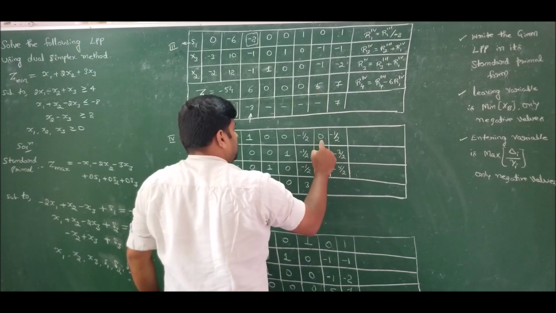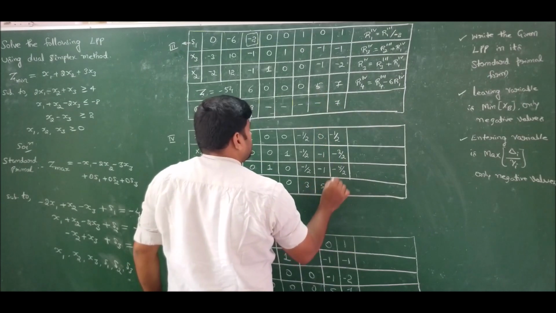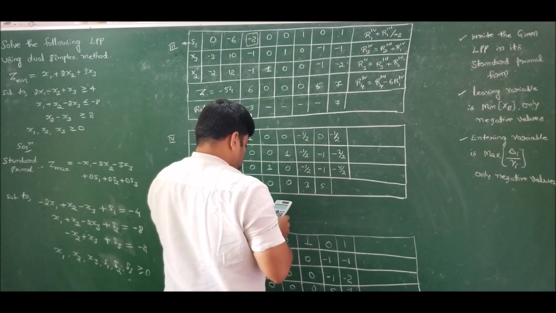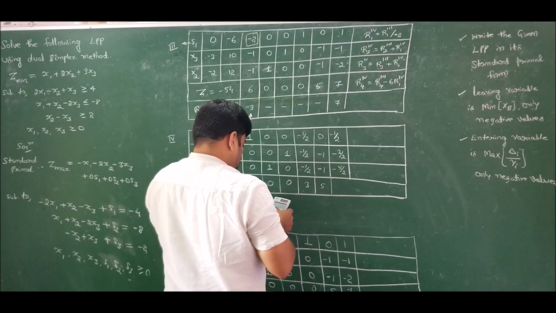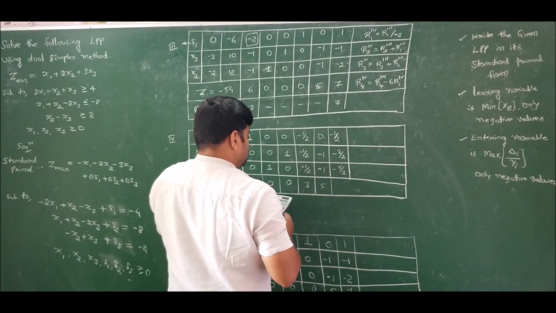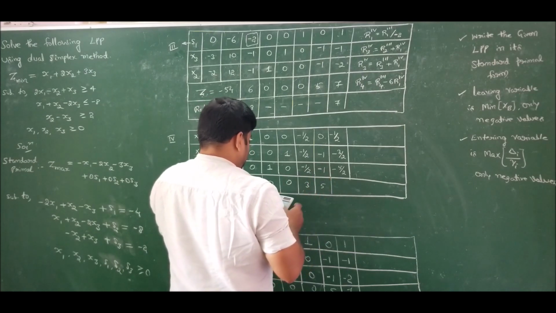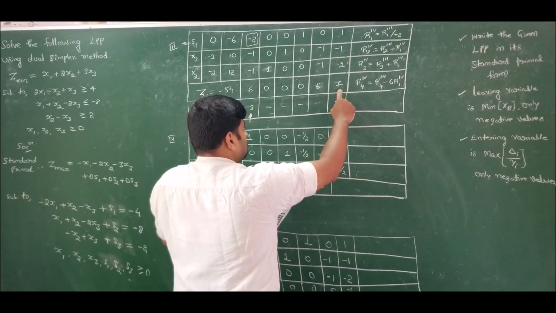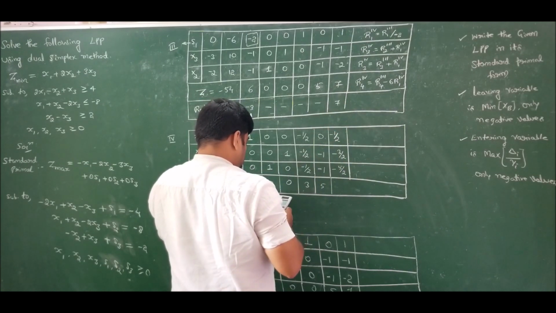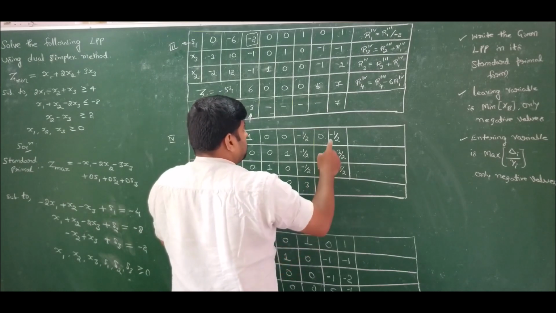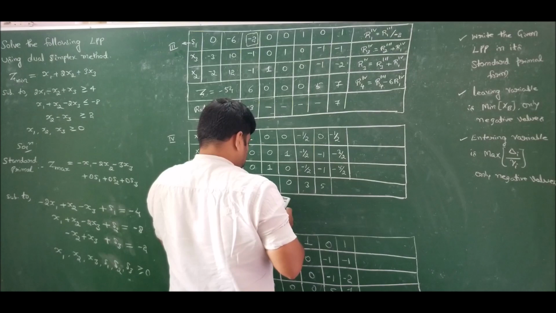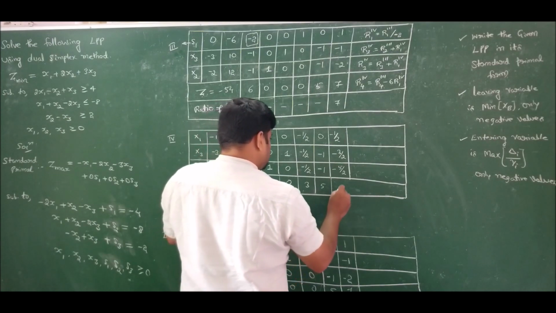Here we have 5, here we have 0, it will be 5. Here we have 7, here we have minus half. So 7 minus 1 by 2 into minus 6, minus of minus is plus, 7 plus 6 by 2. 7 plus 6 by 2 is 10.